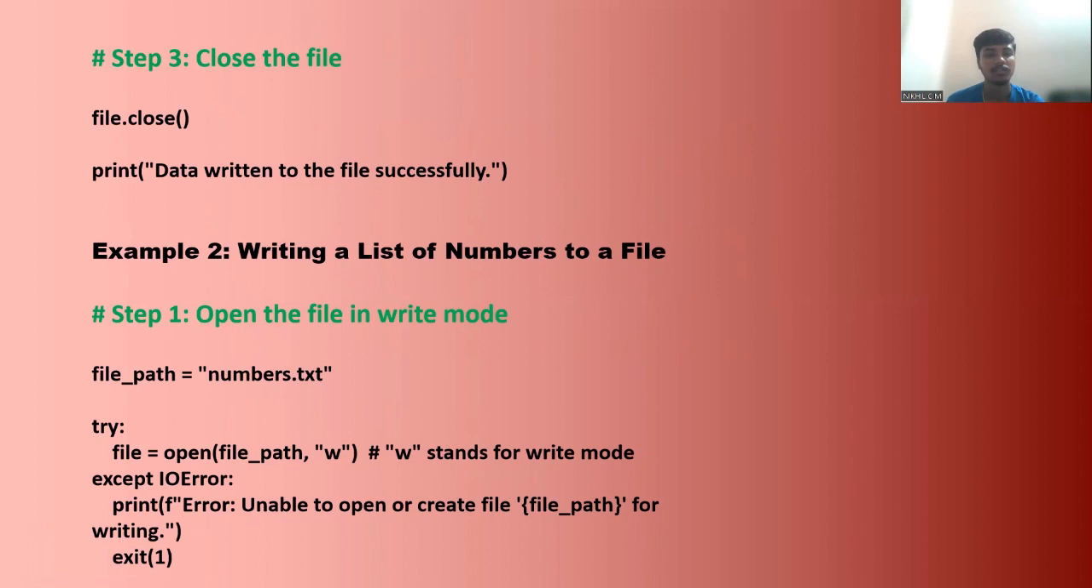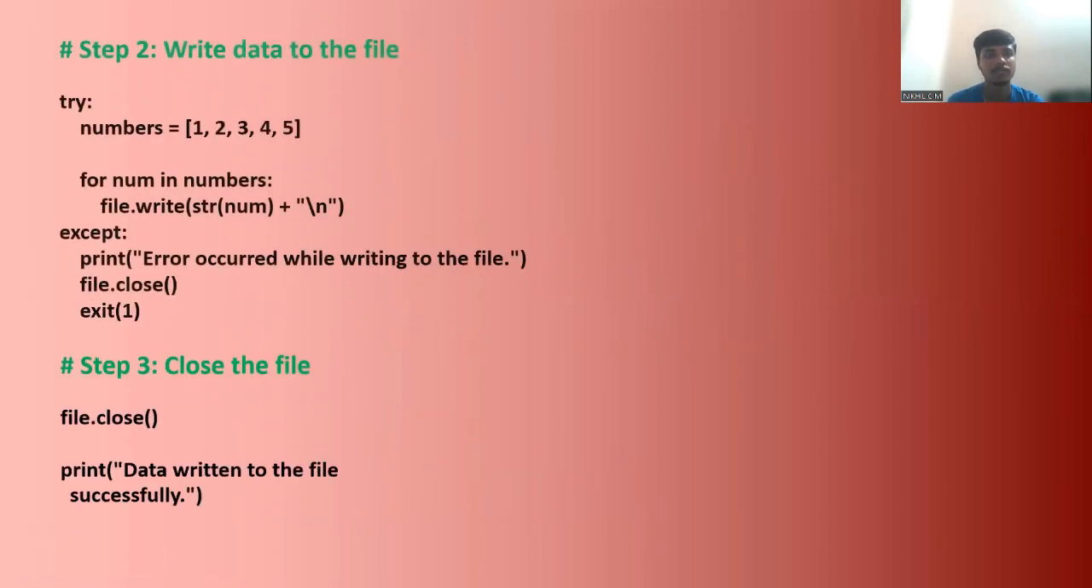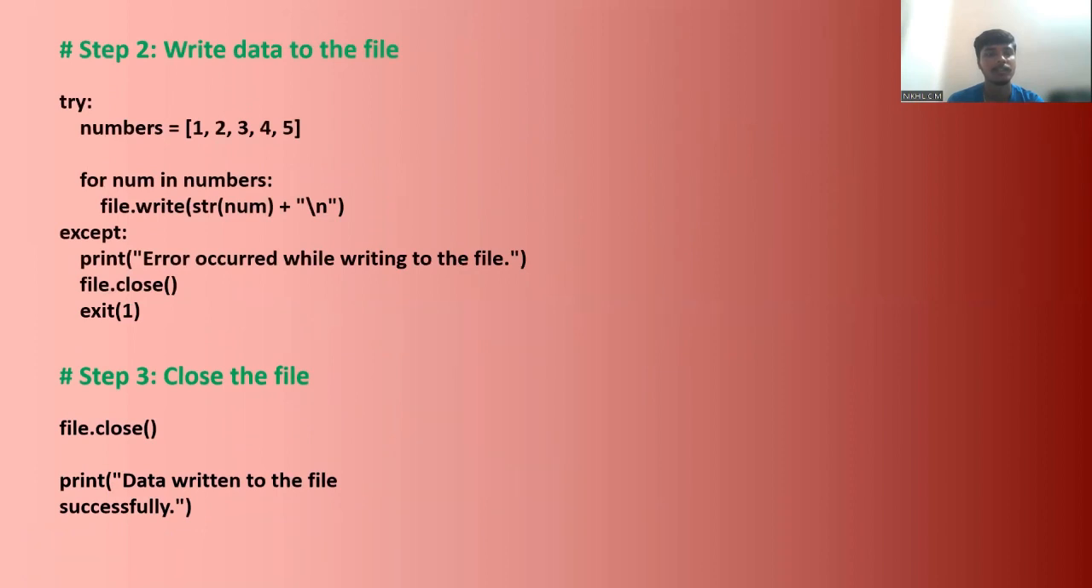File path is equal to numbers.txt, meaning text. Try: file is equal to open of file path, W. Except IO error: print f error, unable to open or create file for writing. Step 2. Write data to the file.